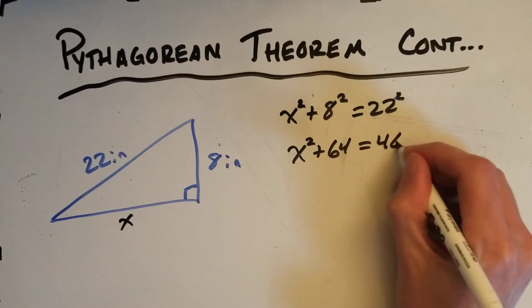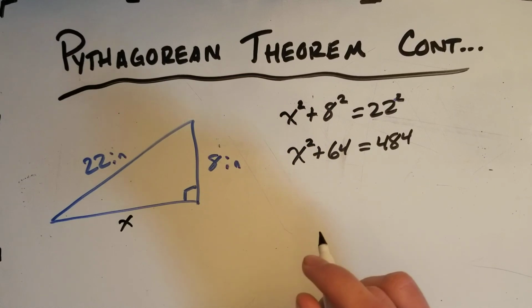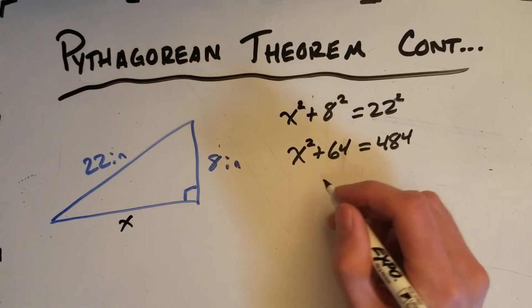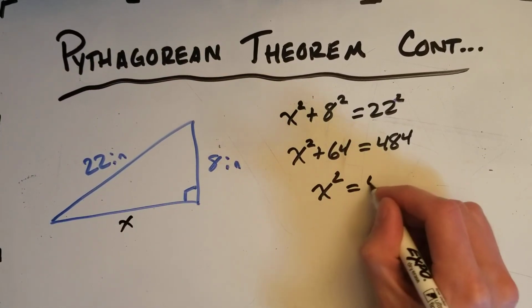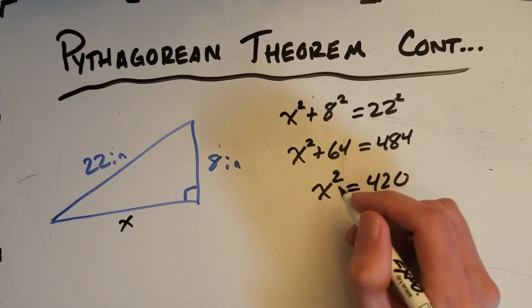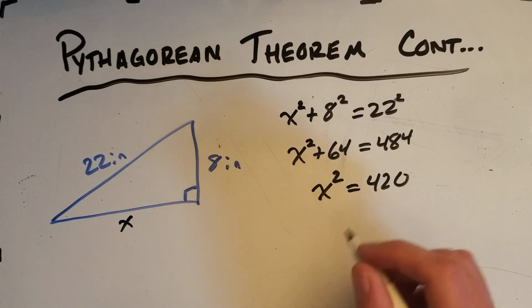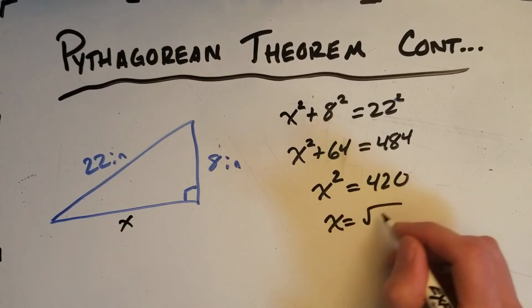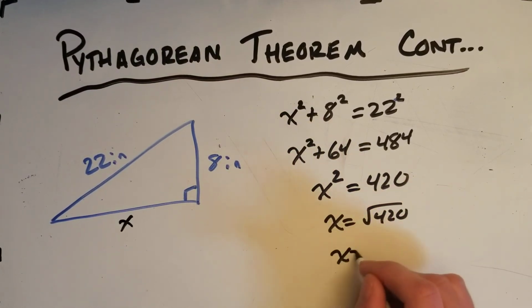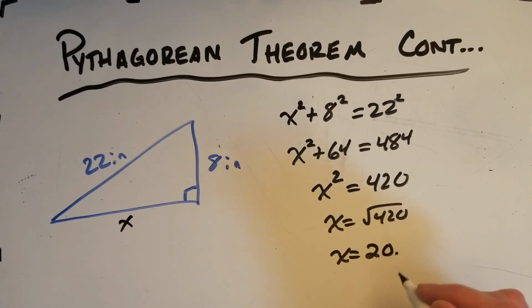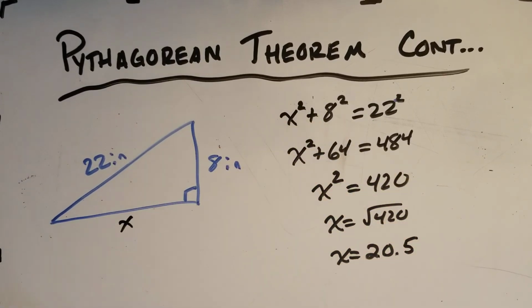to 484. Subtract your 64 from both sides. So x squared should equal 420. And then take your square root. So you take your square root of 420. You get x is equal to 20 points, and we'll round to the nearest tenth, 20.5.